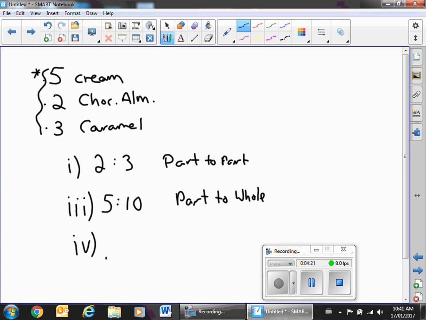All right, and then our last one here is asking for a 3-part ratio, the ratio of cream to chocolate almond to caramel, which is simply 5 to 2 to 3. This is considered a 3-part ratio, and this 3-part ratio is a part to part to part. Okay, it's kind of hard to do a part to part to whole, but anyway, this is a 3-part ratio.